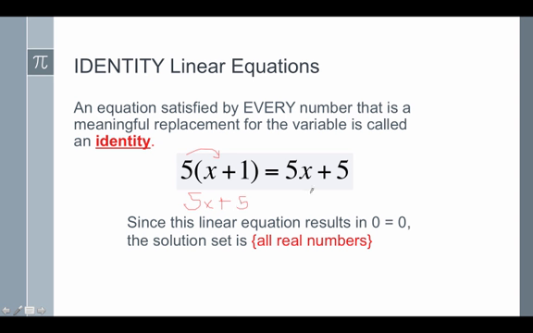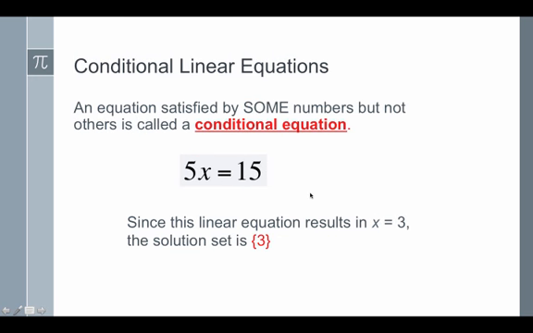If I were to actually try solving for x, I would end up with something that results in 0 equals 0. What this means is that the solution set is satisfied by any number we could possibly want to plug in. It's satisfied by 0, it's satisfied by the square root of 2, it is satisfied by the national debt, it is truly satisfied by every number we can think of.